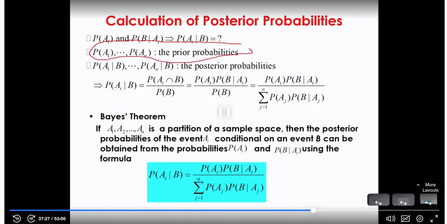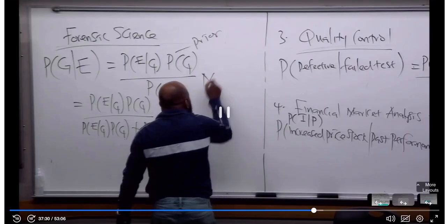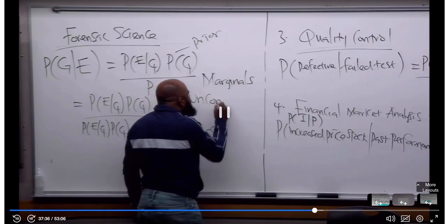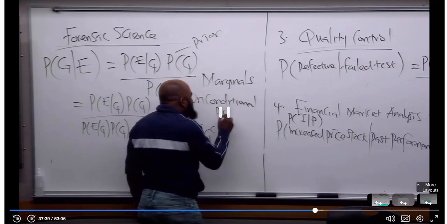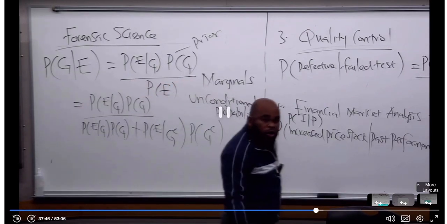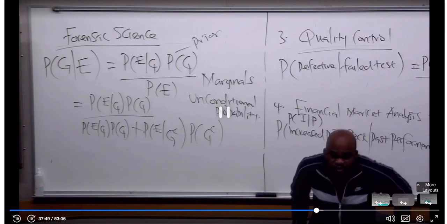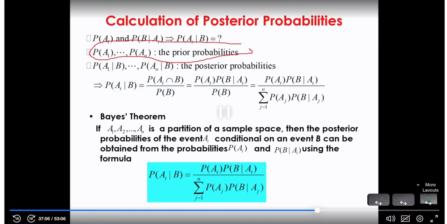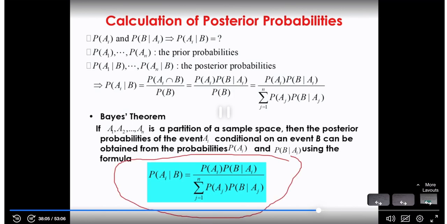Another thing to pay attention to: prior probabilities come in the form of marginals. When I say marginals, what do I mean? Unconditional probability. That's what we mean by marginal. Prior probability is always unconditional probability. But you know what? The likelihood and the posterior, the two of them are conditional probabilities. Now for the general case, just like what I did yesterday, this is the formula, because we could have a situation where we have so many events, A1 up to AN.